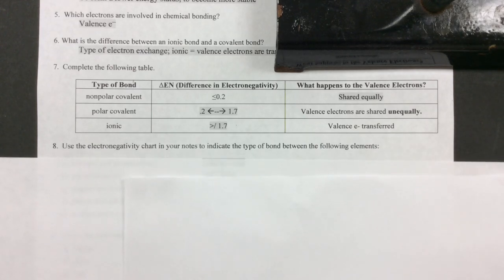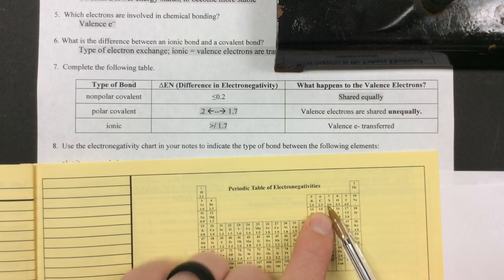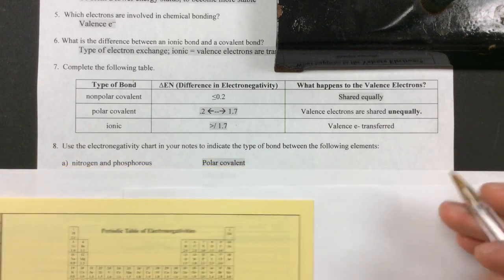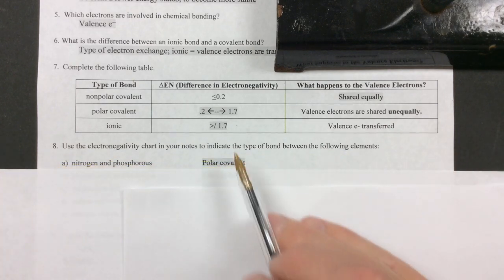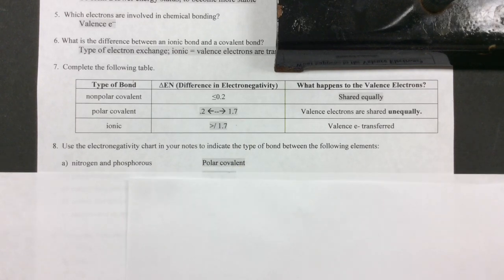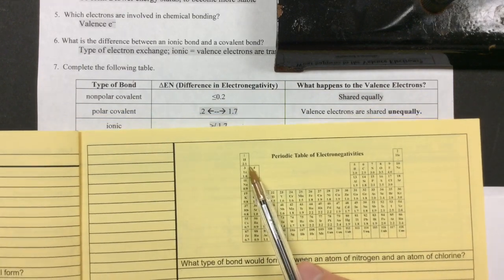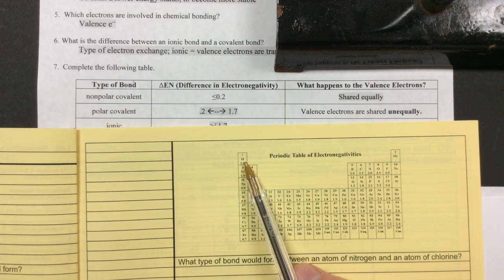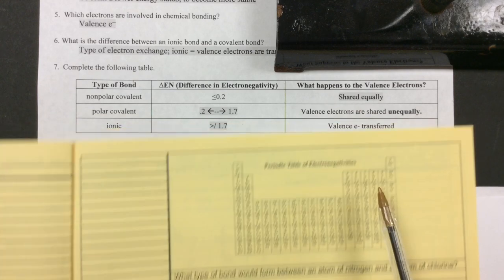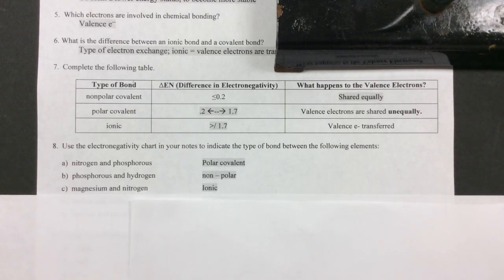So using that chart, if we look at nitrogen and phosphorus, nitrogen is right here at 3.0, phosphorus is at 2.1. That is a difference of 0.9, which falls in here under polar covalent, which is why I have it listed as polar covalent. Phosphorus and hydrogen. I'll show you one more example here of how to use this periodic table. Here we have hydrogen at 2.1 and phosphorus over here at 2.1. That's a difference of 0. So that would be a non-polar covalently bonded compound.